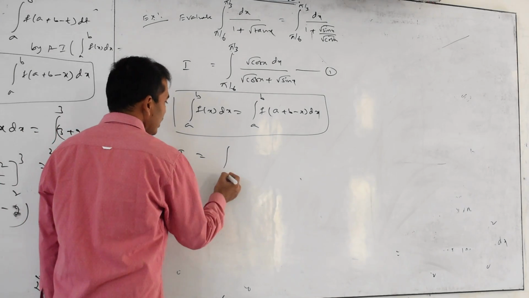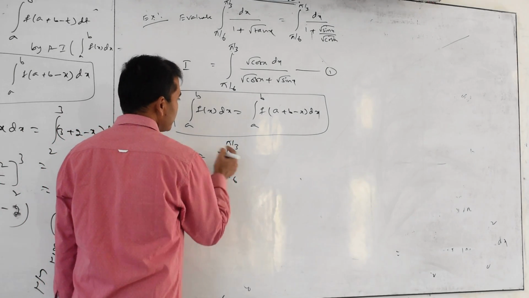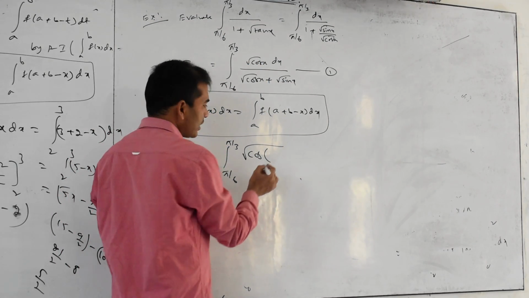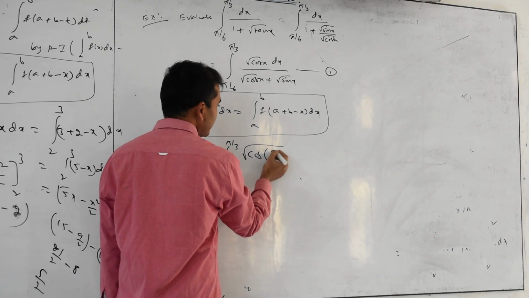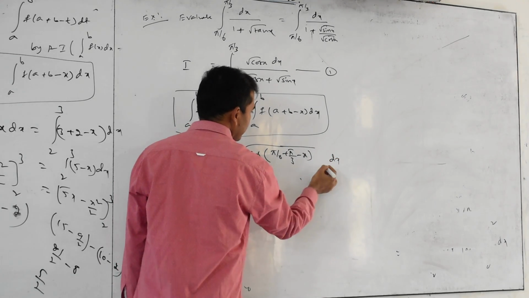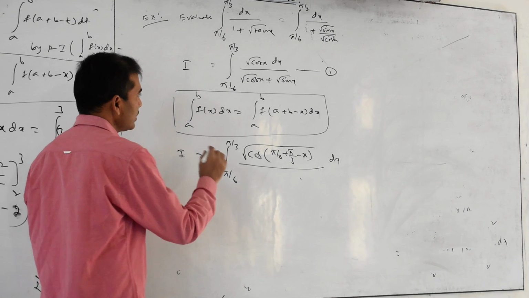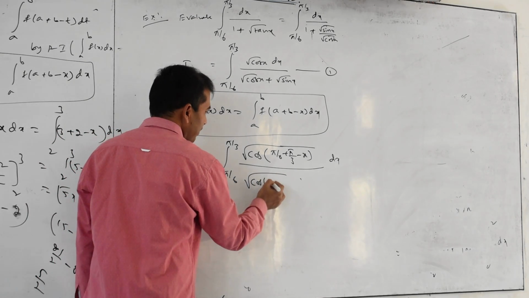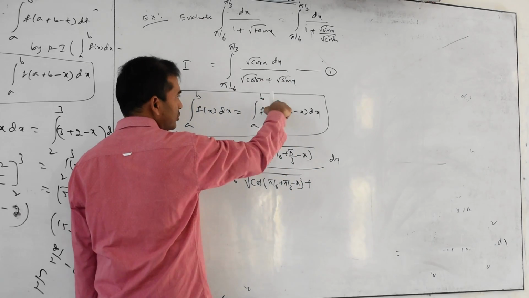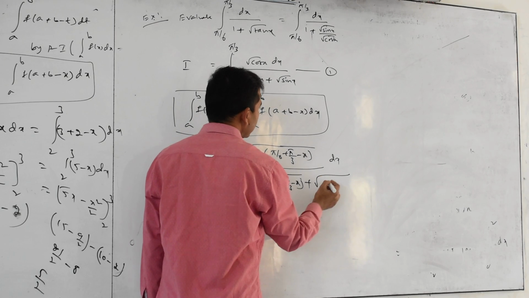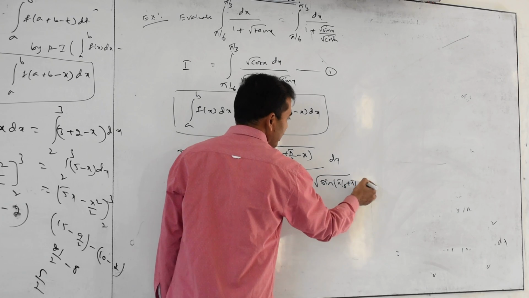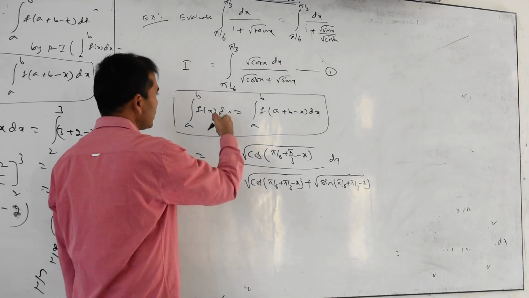I equals, where a is pi by 6 and b is pi by 2, root of cos. Tell me, x replaced by a plus b minus x: pi by 6 plus pi by 3 minus x dx. Next, integration of cos of pi by 6 plus pi by 3 minus x. Where x is, there we should change it. Integration of square root of sine of pi by 6 plus pi by 3 minus x. This I have done by using this property.